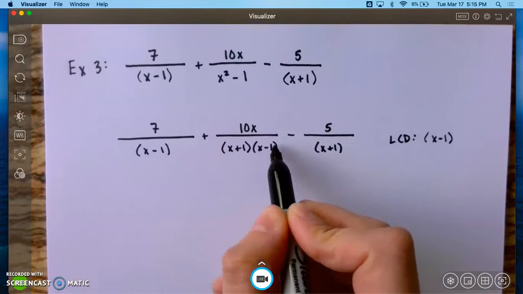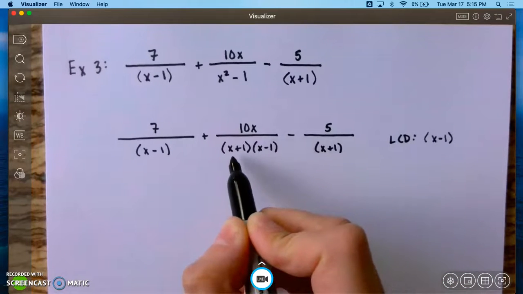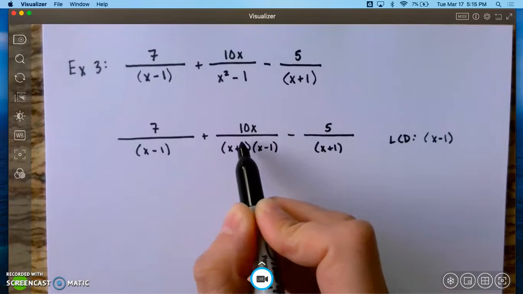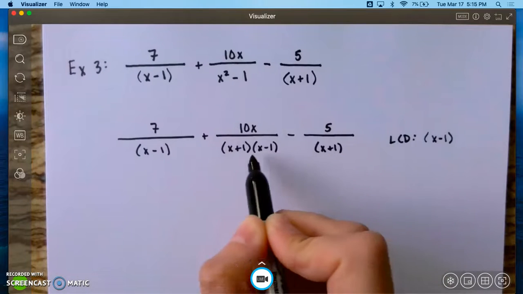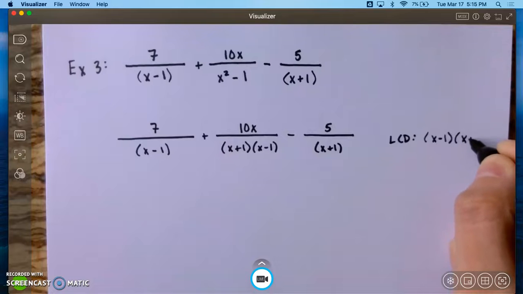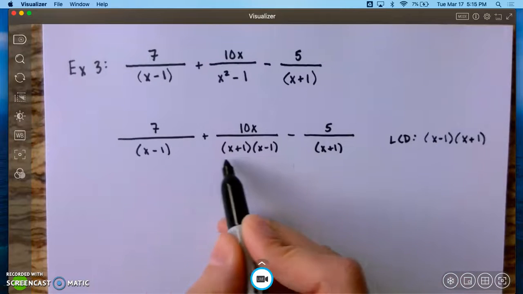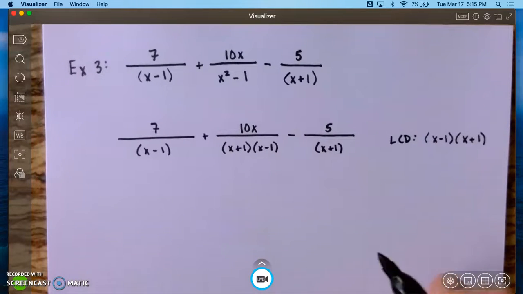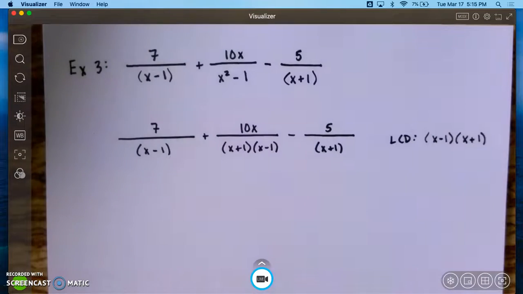Next, we already have this x minus 1. We have an x plus 1. The most number of times we see an x plus 1 in any of the denominators is once. So we need one of those. And there are no other factors that need to be represented. So let's go ahead and start making all of our denominators match.